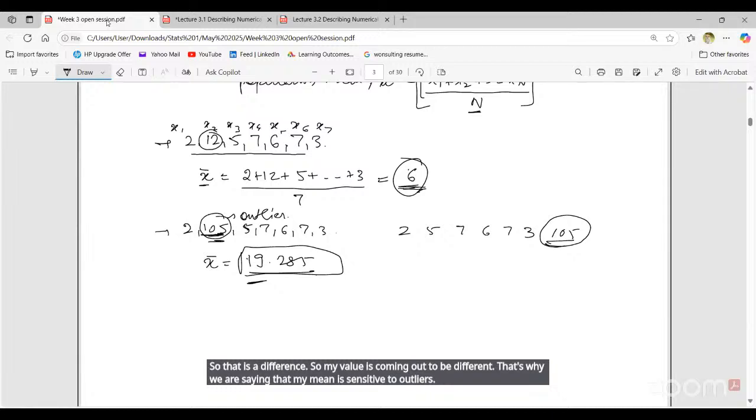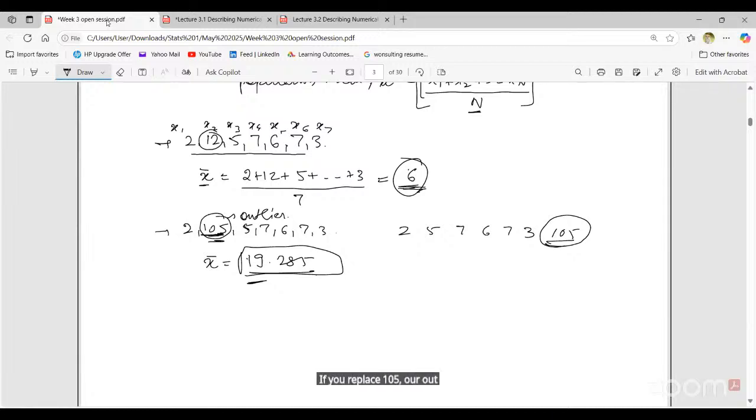If you replace 105, our outlier, with 10, a single-digit number, then what happens? Sorry, can you repeat? If we make it 10.5 here, ma'am, would we still call it an outlier? No, the mean would not shift, so we would not call it an outlier.